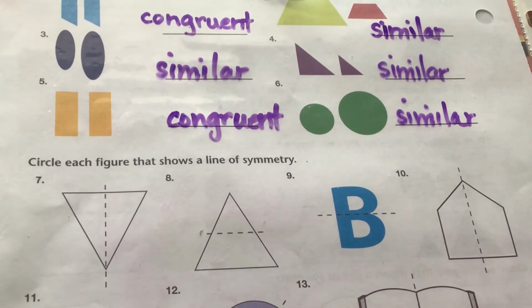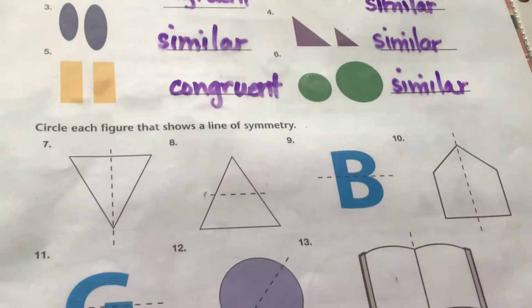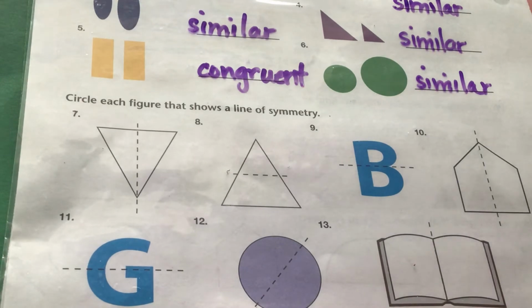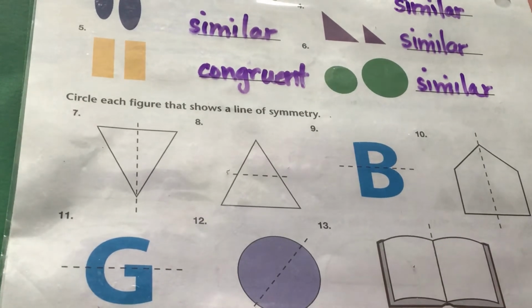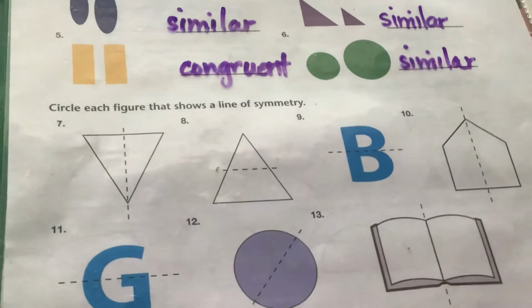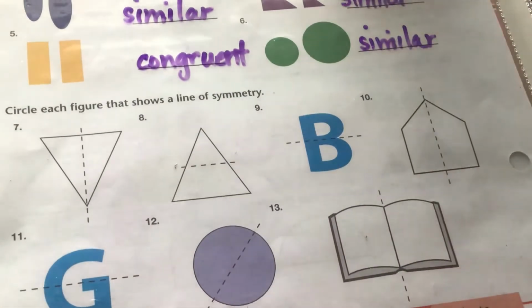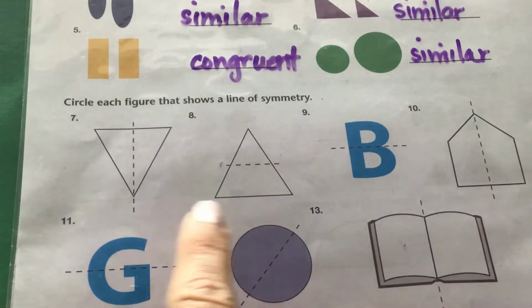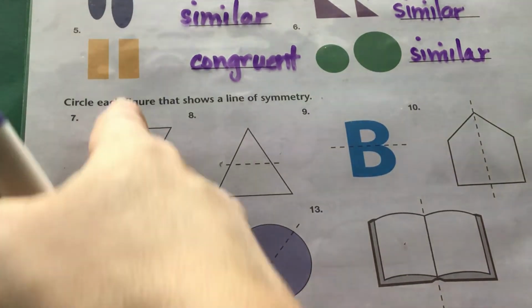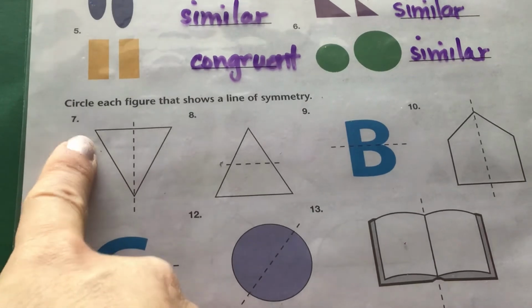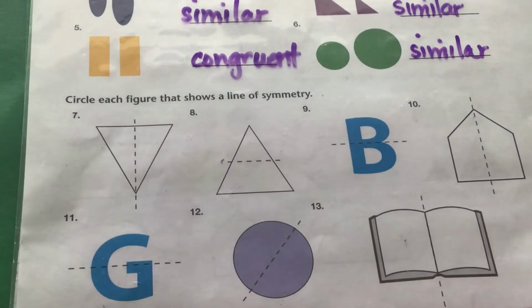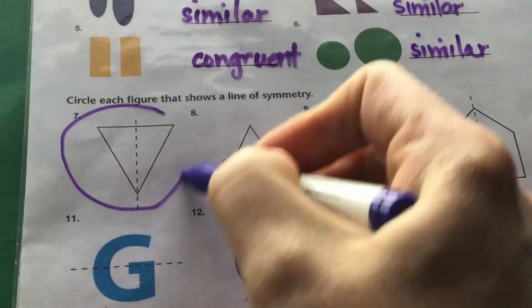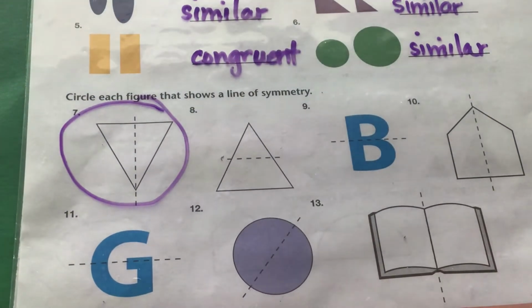Let's see how you did with line of symmetry. Remember, line of symmetry: along this dotted line, if you folded the shape, would they match up exactly? All right, so let's look at, oh, sorry, I'm having technical trouble here. Hopefully that's better. Number 7, if I folded this triangle along this line, would the left side match up with the right one? In the first figure, in number 7, it would. Those would match up exactly there.